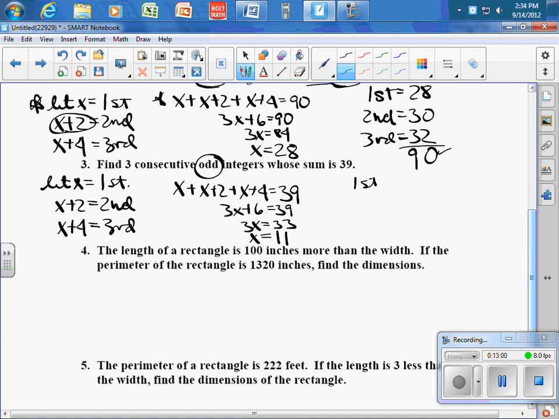So if my first number, being x, is 11, my second would be 2 more than that, 13, and my third would be x plus 4, which is 15. Do these add up to 39? Yes, they do.